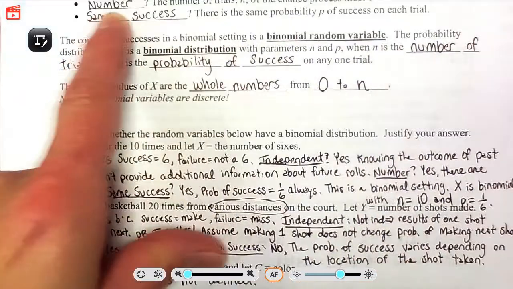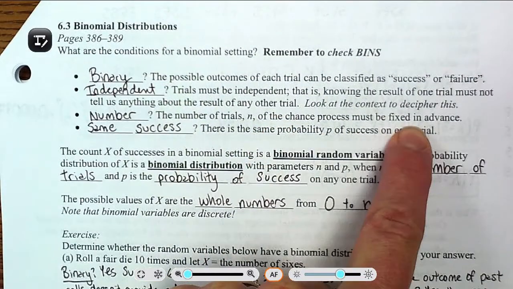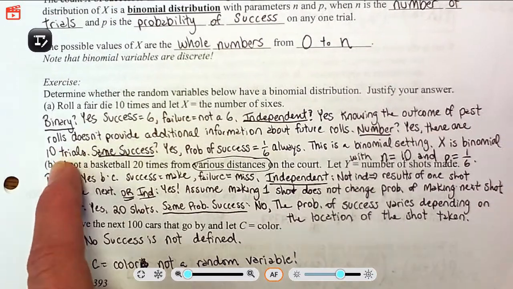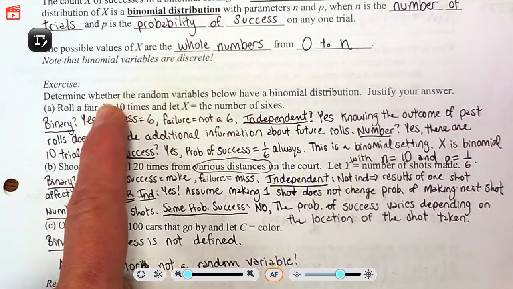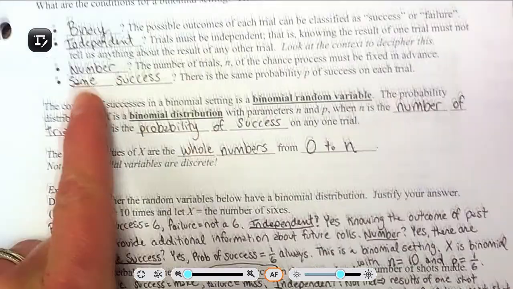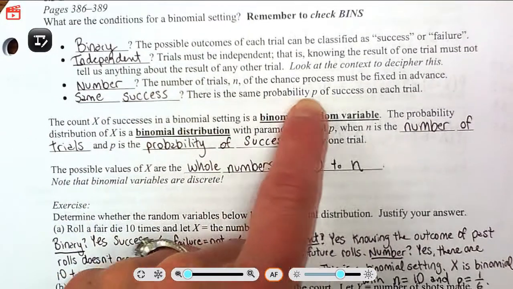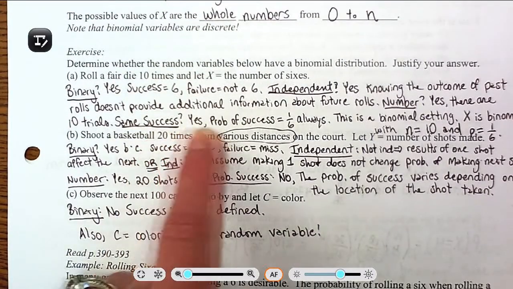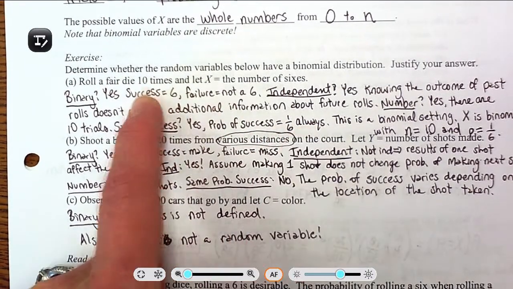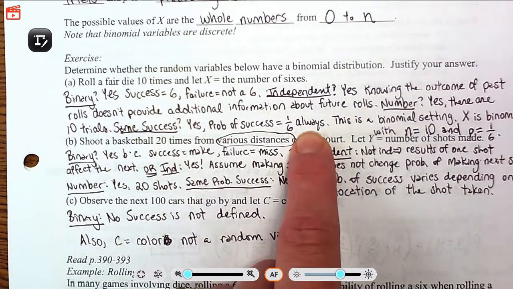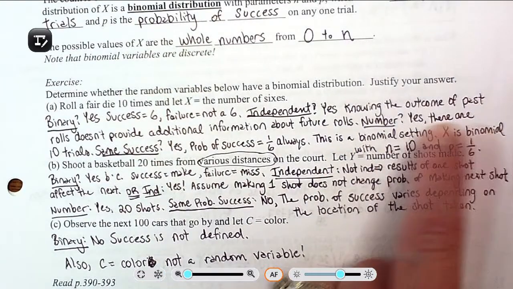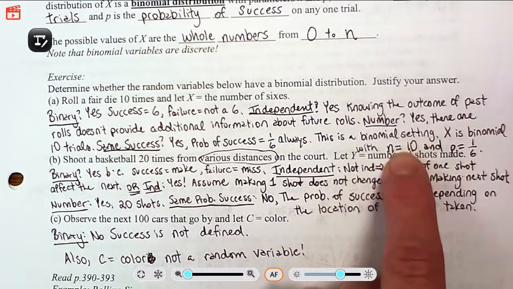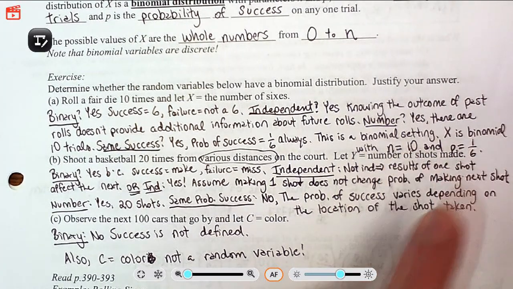Is the number of trials in the chance process fixed in advance? Number. Yes, there are 10 trials. We have that fixed in advance. Roll a die 10 times. And same success, is the probability p of success the same on each trial? Yes, the probability of success is 1/6. Always. This is a binomial setting. X is a binomial random variable with n equals 10 and p equals 1/6. 10 trials and probability of success.